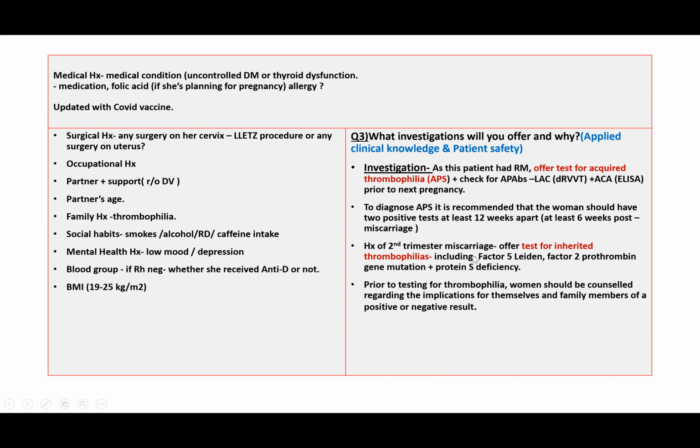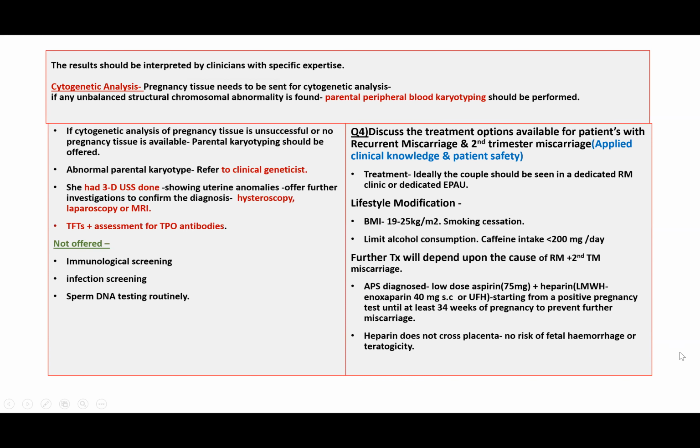She had history of second trimester miscarriage, so we will be offering the test for inherited thrombophilia. These are mainly 3 thrombophilia which we have to look for: factor V Leiden, factor 2 prothrombin gene mutation, and protein S deficiency. Prior to testing for thrombophilia, we need to counsel the women regarding the implications for themselves and family members of a positive or negative result. Result need to be interpreted by clinicians with specific expertise.